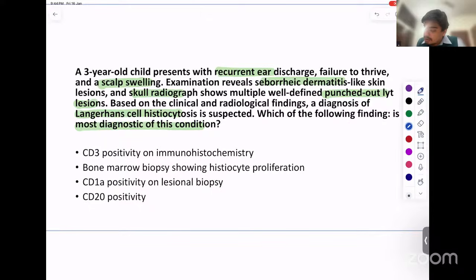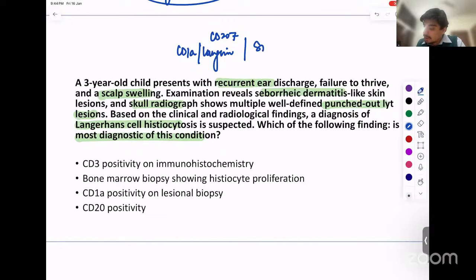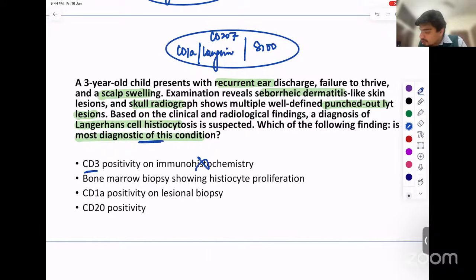What are the histiocytic markers? You can be positive for CD1a, you can be positive for Langerin, which is basically CD207, and you can be positive for S100. These are the three things that you can be positive for, right? So which of the following is the most diagnostic? CD3 positivity? No. CD3 is a T cell marker. It will be positive in T lymphoblastic leukemia.